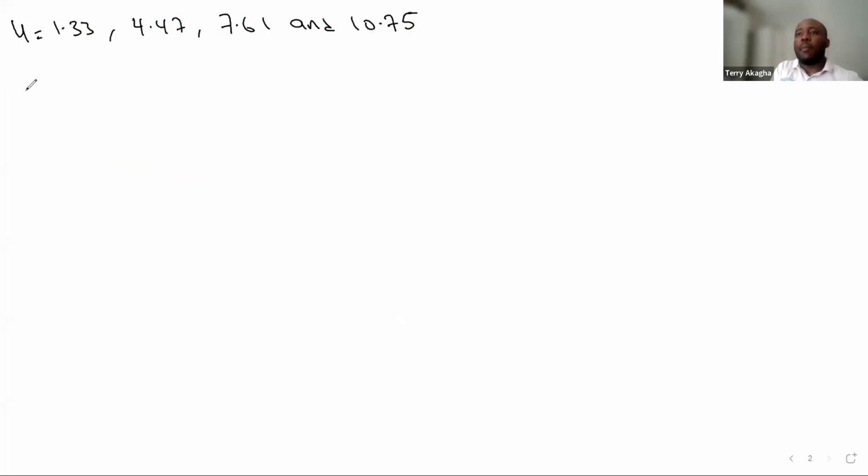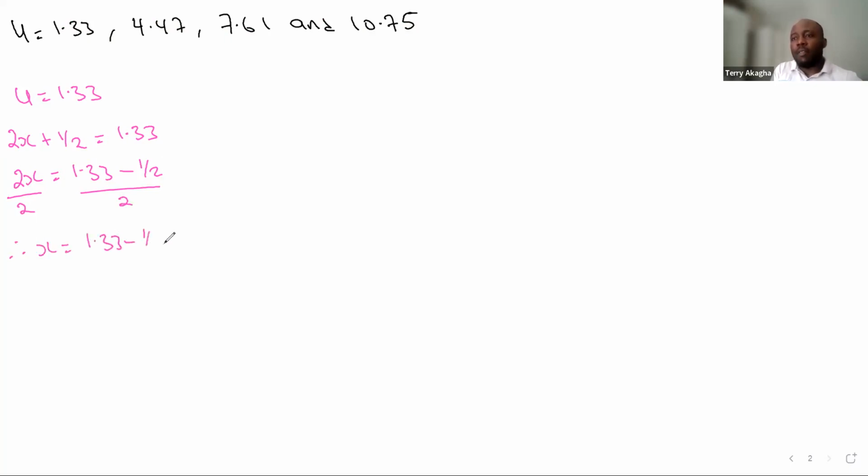So that means we can now come back here. If U is equal to 1.33, then 2x plus half is equal to 1.33. You take half to the other side, so 2x is going to be 1.33 minus half. Then you divide both sides by 2. So x will be equal to 1.33 minus half, divided by 2. Is that making sense? And that will give you x to be 0.415.